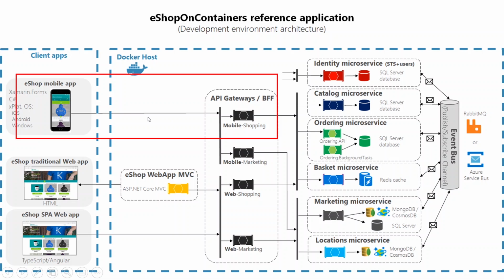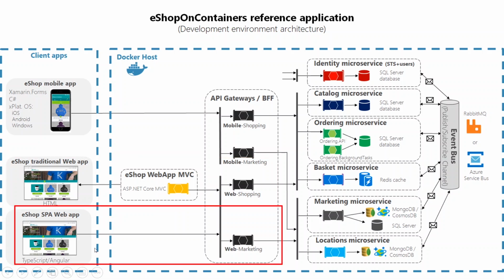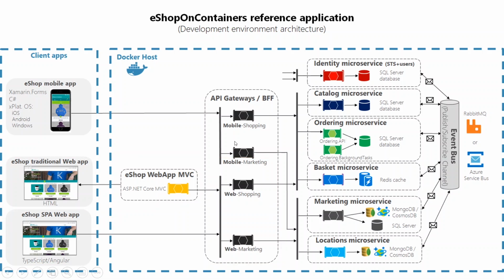So one for mobile, one for traditional web apps, which in this case is an MVC web app, and single page application. And then they kind of proxy the request to the relevant services, microservices as required. So just FYI, that's what they're doing. They originally used something called Ocelot as the gateway. Now they're using Envoy as well. So hence why, well, one of the reasons why I've chosen to do a video on it as well.